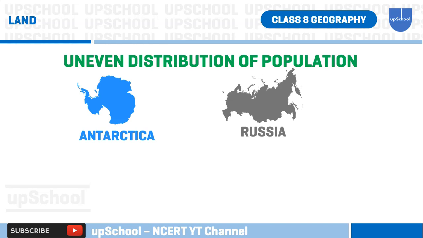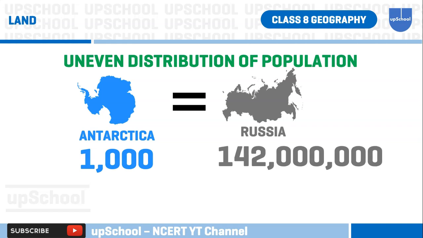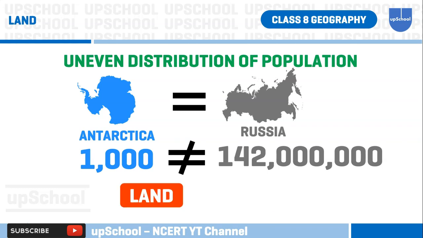Antarctica and Russia. These 2 different places are the same in land size, but their population is uneven. The population of Antarctica is 1,000, and the population of Russia is 142 million. This is uneven. So though land might be the same size, there are not many people living in one of the 2 lands. This is due to different factors of land and climate.